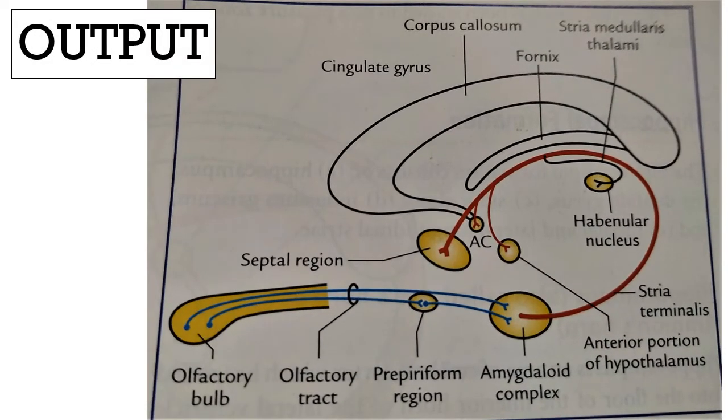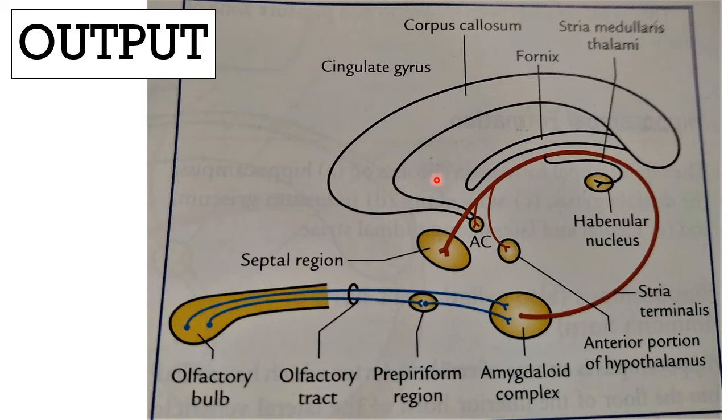Output. The main output of the hippocampal formation, including the commissural fibers, is derived from the axons of pyramidal cells, the pyramidal cells of CA3, which means Cornu Ammonis 3. In the previous class we discussed the three layers: the molecular layer, the pyramidal layer, and the polymorphous layer. In the pyramidal layer, we can identify the pyramidal neurons.